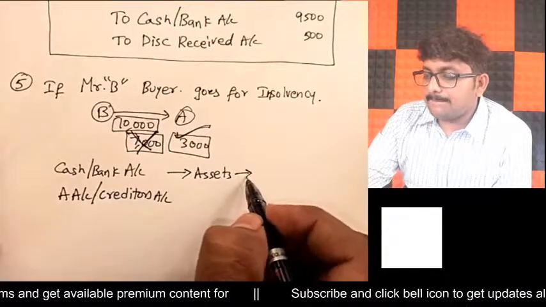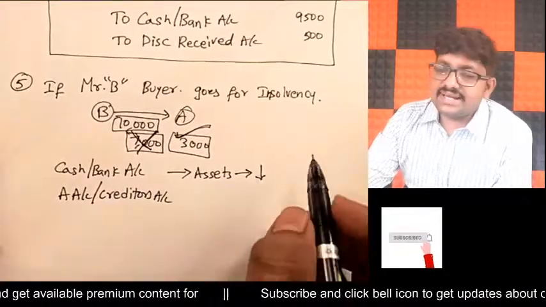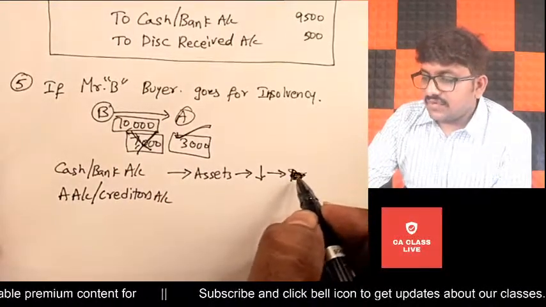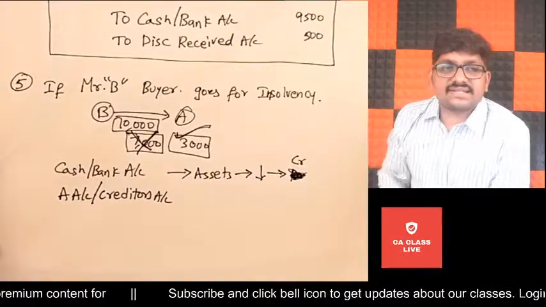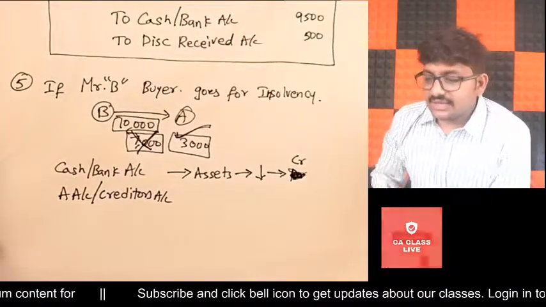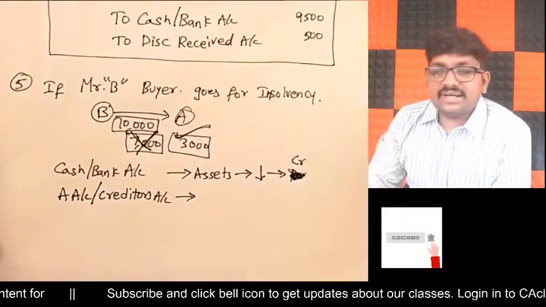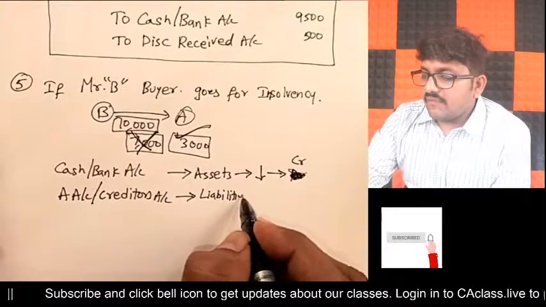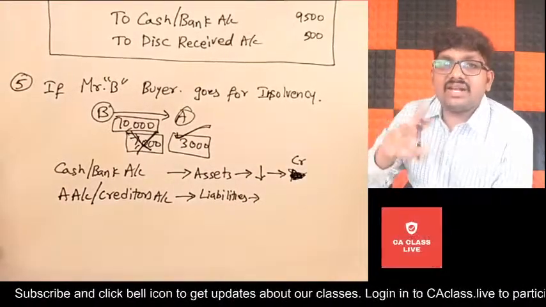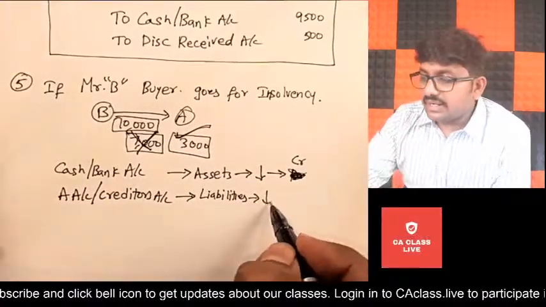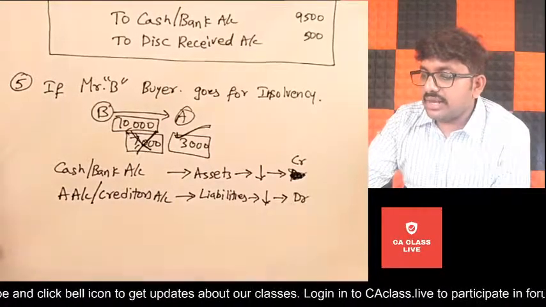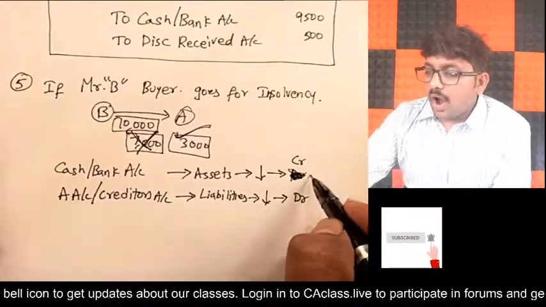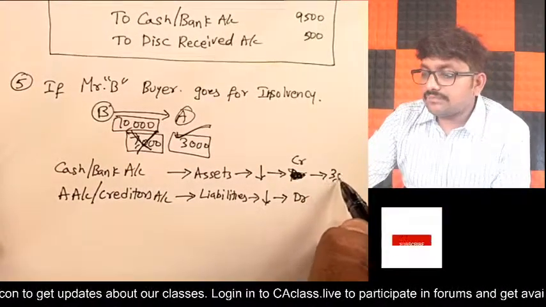Correct? When you are paying, your assets, cash or bank balance will decrease. Assets decrease. What you should be doing? Credit. Correct. Not only that, A or creditor's account is a part of what? Liabilities. Good. Whenever you repay, your liabilities will decrease. Liabilities decrease. What you should be doing? Debit. Let us understand. Cash or bank, how much are you paying? You are paying only 3,000.